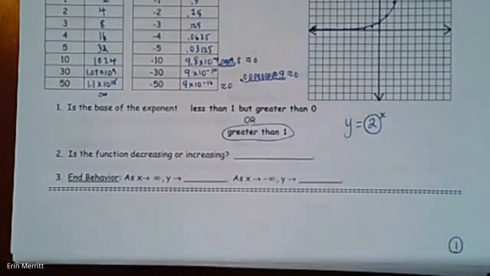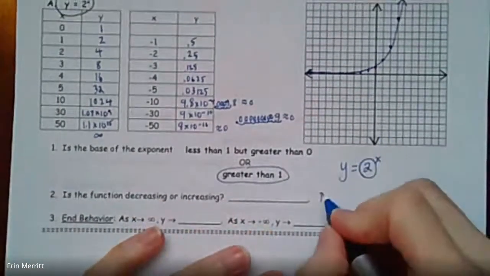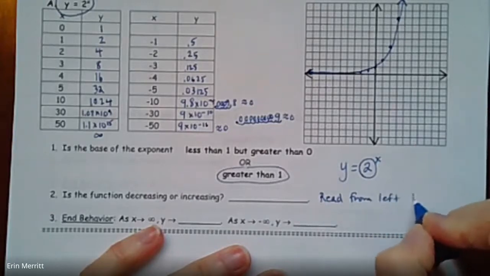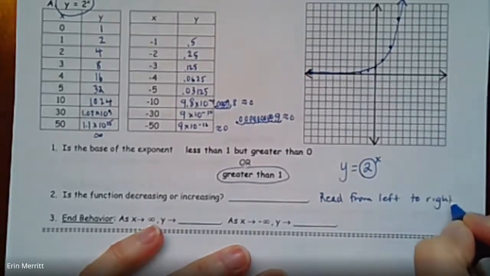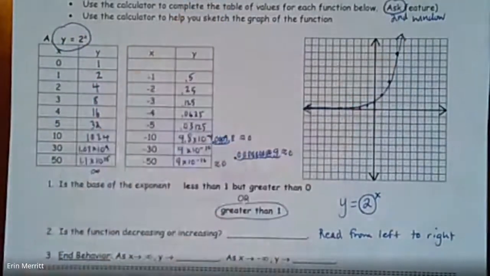Is the function decreasing or increasing? As a little reminder, remember, you read the graph from left to right, just like you're reading a book. So from left to right, the function is going up. That means it is increasing.